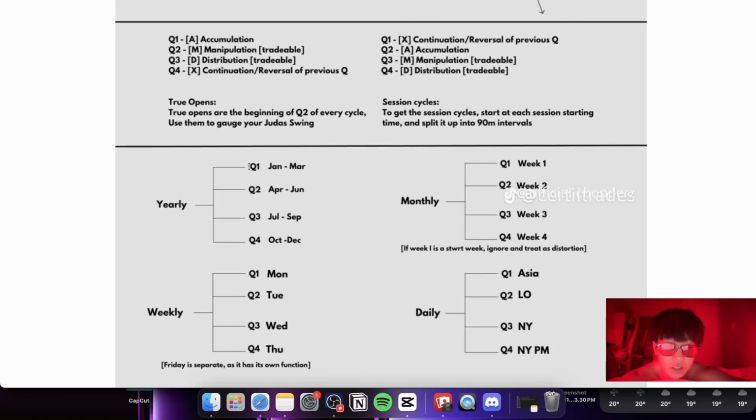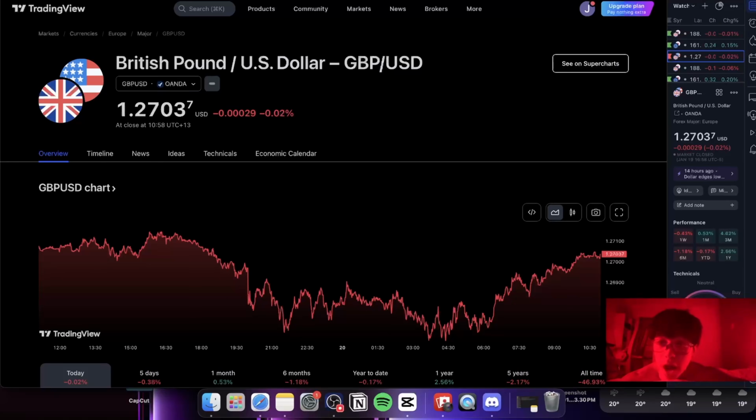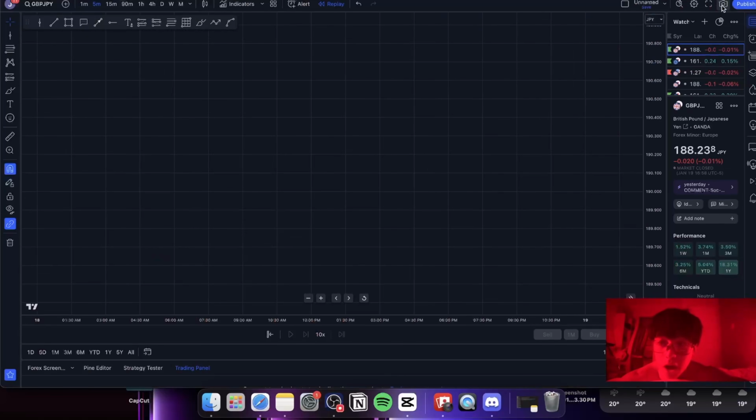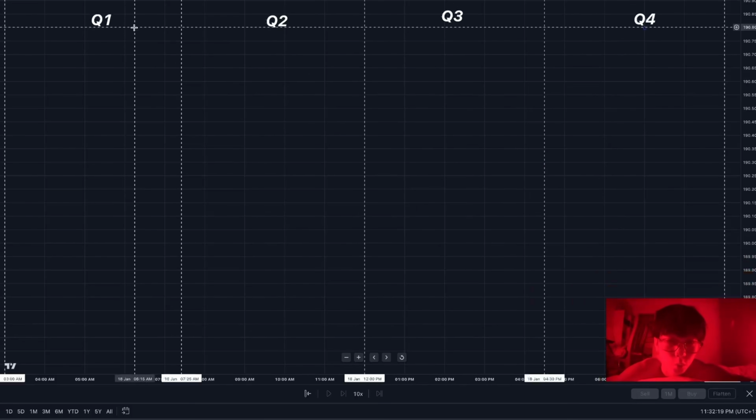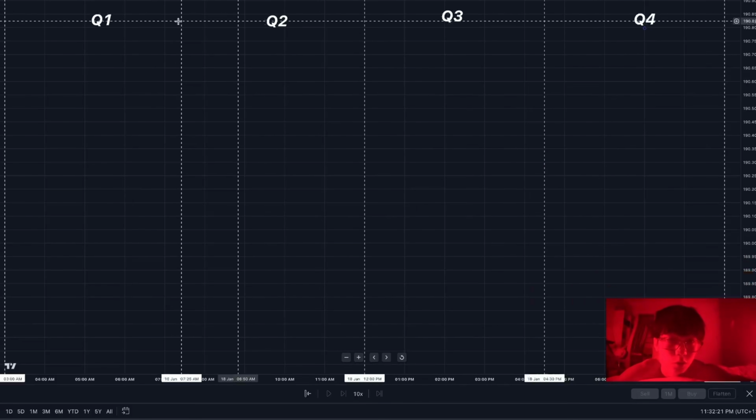Each quarter lasting a different time frame throughout the periods of the year, throughout different sessions of the day, and throughout 90 minutes of each Forex session. But let's get into how each quarter actually works and what it actually stands for. Alright boys, so these are the 4 quarters. We have quarter 1, quarter 2, quarter 3, and quarter 4.